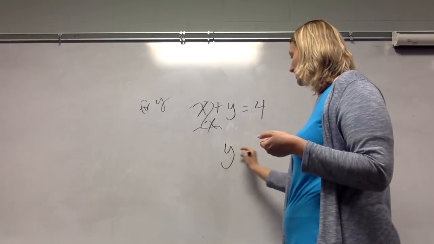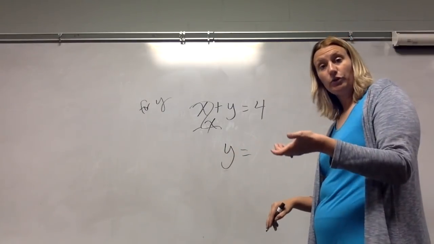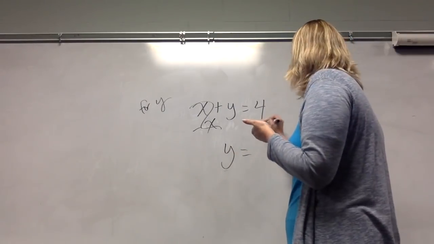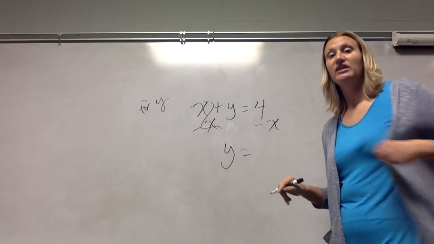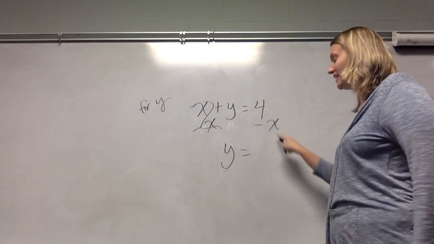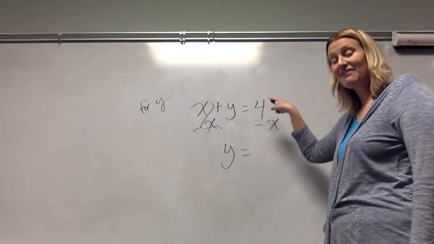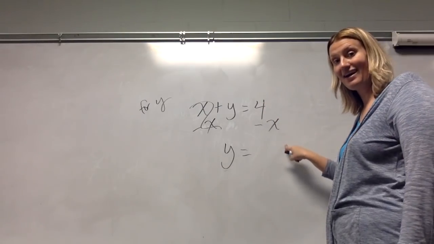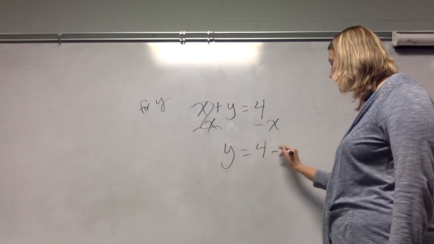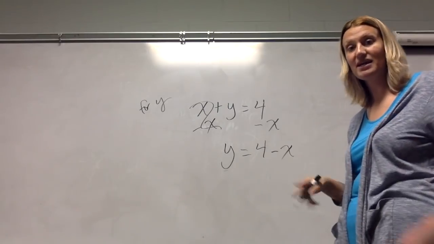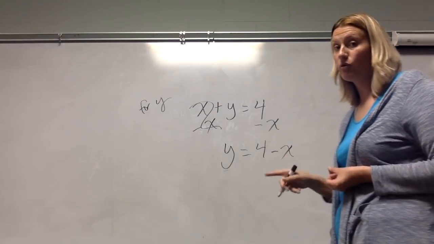That zeros and leaves me with y. Whatever you do to one side, you do to the other, so I subtract x over here. Now, these are not like terms. I cannot physically take 4 minus x, so I just have to write 4 minus x. So y is equal to 4 minus x.